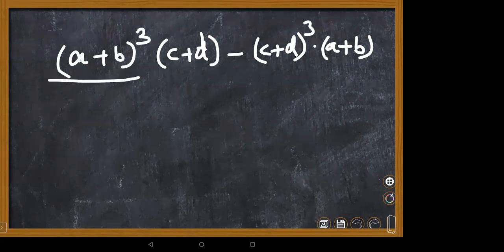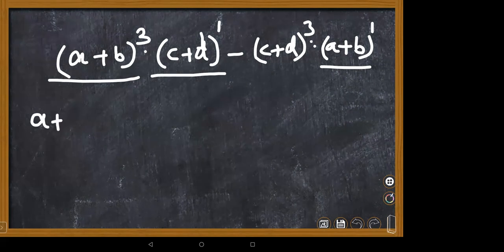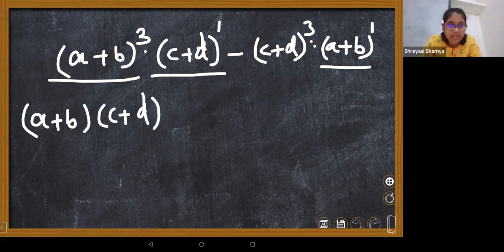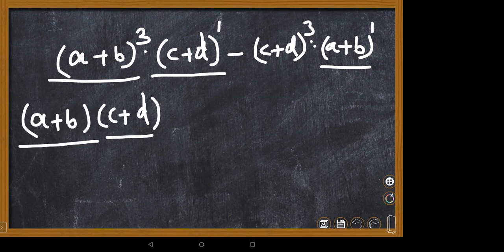Children, this is (a plus b) whole cube you have. Here (a plus b) to the power 1 is there. So here (c plus d) to the power 1 is there, and (c plus d) to the power 3 is there. Which one should I take common from both? Can I take (a plus b) and (c plus d)? Yes or no? Please let me know, children. Yes, ma'am.